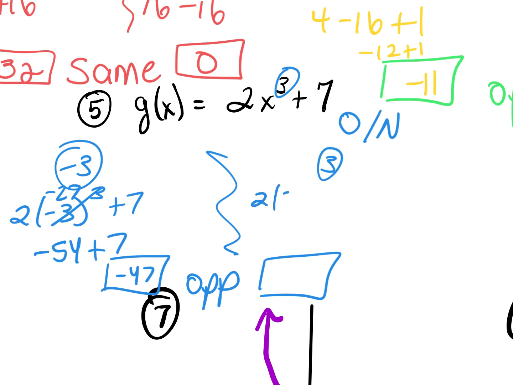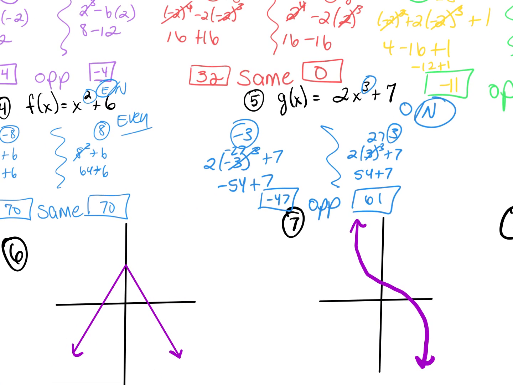Now over here, same thing. I'm going to have 2 times 3 cubed plus 7. So 27 times 2 is 54. 54 plus 7 is 61. It's not -47, right? So what is this function? It's a neither. Great.